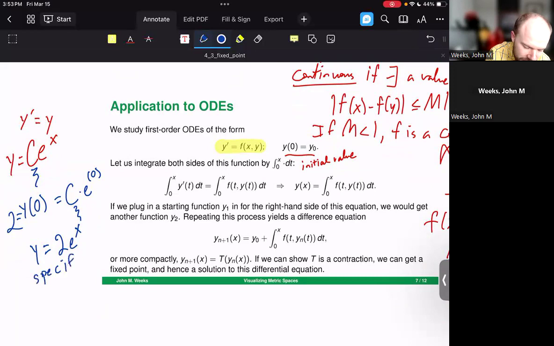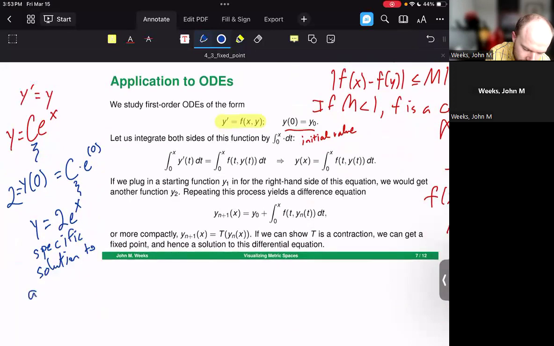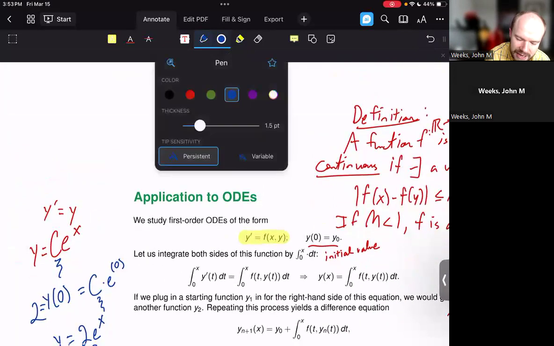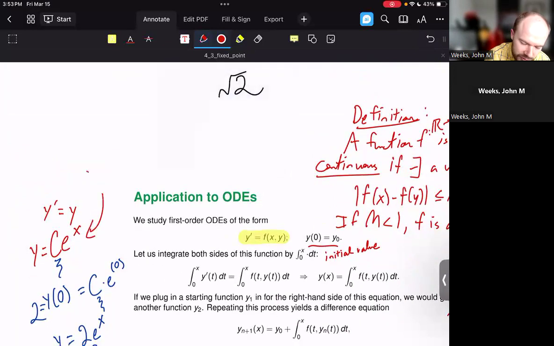This is a specific solution to an initial value problem, or an IVP, whereas this right up here is a general solution to the differential equation.